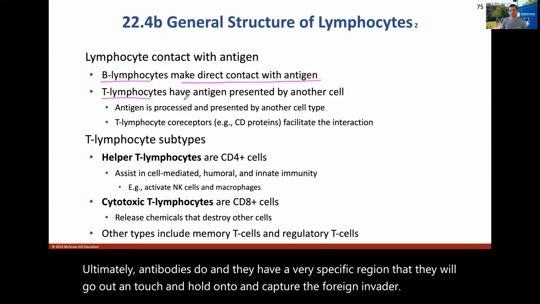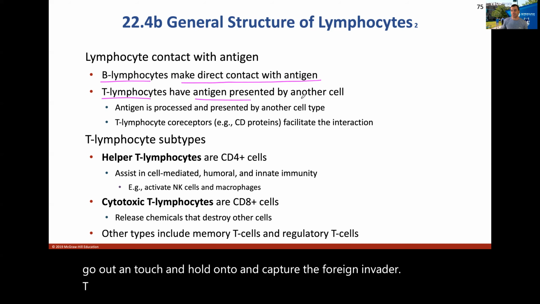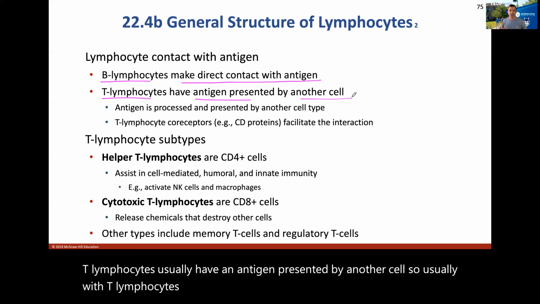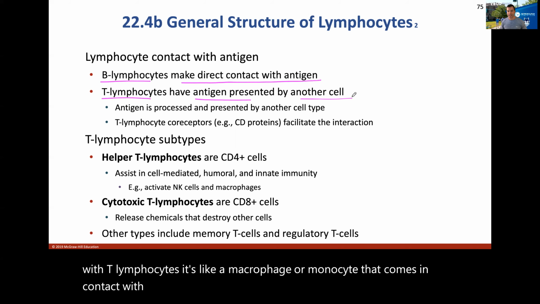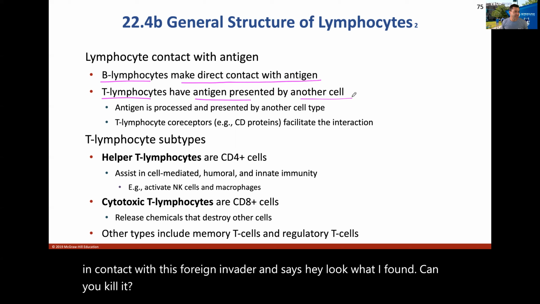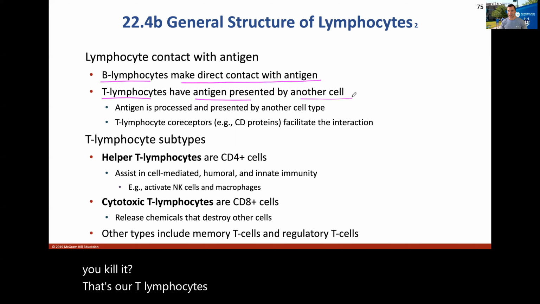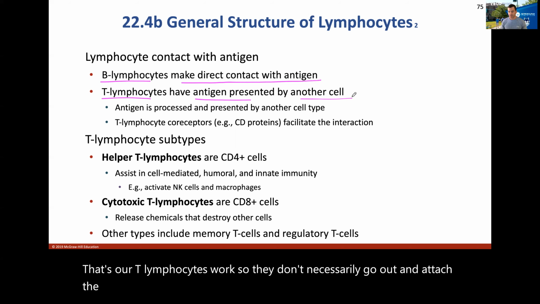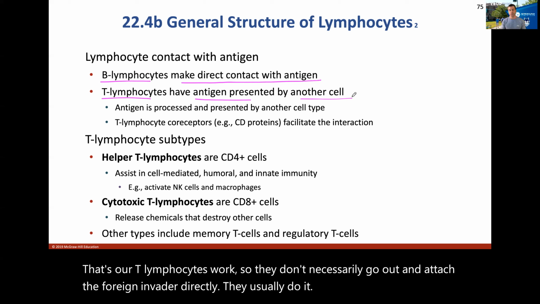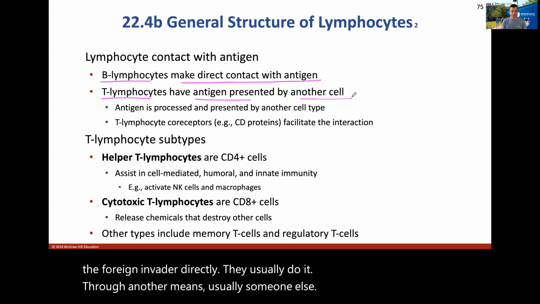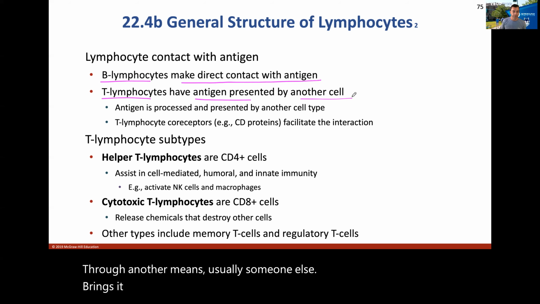T lymphocytes usually have an antigen presented by another cell. So usually with T lymphocytes, it's like a macrophage or a monocyte that comes in contact with this foreign invader and says, hey, look what I found. Can you kill it? That's how T lymphocytes work. So they don't necessarily go out and attach to the foreign invader directly. They usually do it through another means. Usually someone else brings it and says, look what I found, okay?